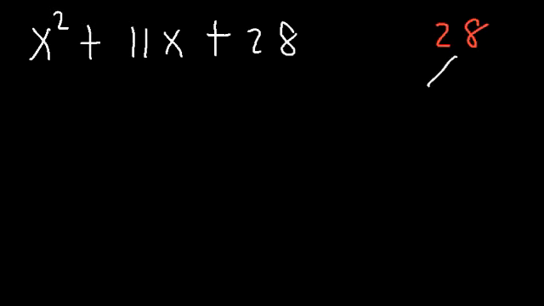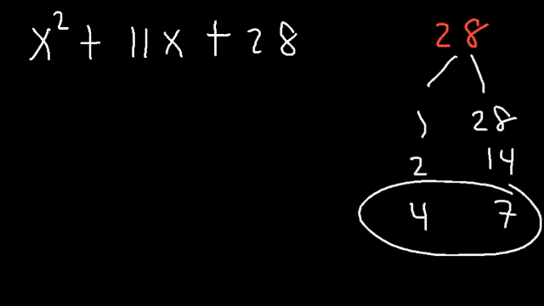So go ahead and factor this expression. So find two numbers that multiply to 28 but add to 11. So let's make a list. 28 divided by 1 is 28. If we divide it by 2 is 14. 3 doesn't go into 28, but if we divide it by 4 is 7. Notice that 4 plus 7 is 11. So it's going to be x plus 4 times x plus 7.